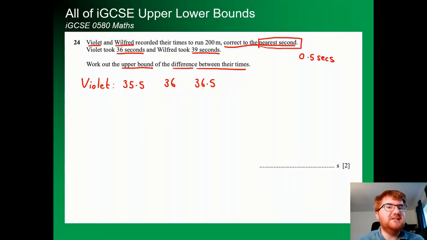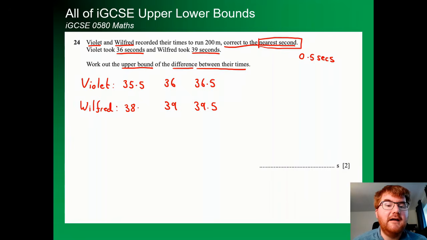Writing 36.499999999 is strictly correct, but 36.5 is that boundary, i.e. anything less than that will round to 36. Likewise, we can do the same with Wilfred. So we've got 39 in the middle. Again, we're going to be considering 39.5. Everything less than that rounds down. And then 38.5. Everything above that, and itself, also rounds up to 39.